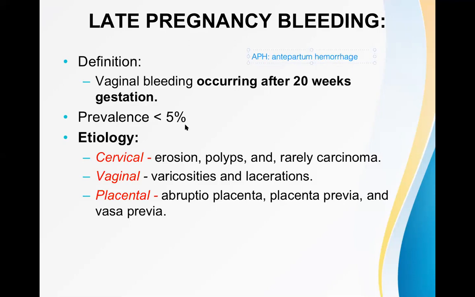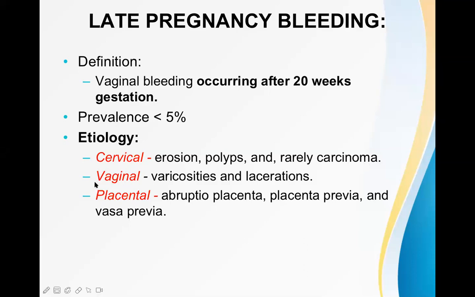Now, the prevalence of late pregnancy bleeding or antepartum hemorrhage is less than 5% of pregnancies, and these are the common etiologies. See here, cervical: cervical erosion, polyp, and very rarely carcinoma. These are not related to pregnancy, but just like early pregnancy hemorrhage, the hemorrhage may not always be related to the pregnancy. So this is one important condition.